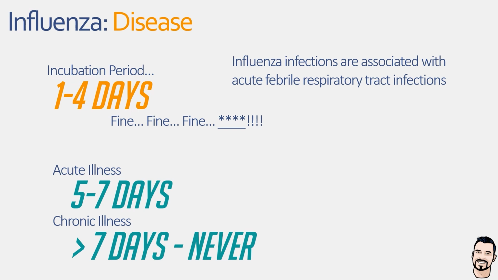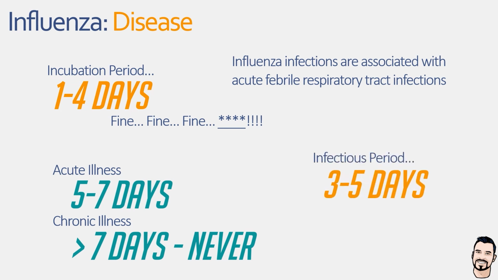Now, people with influenza infections are most contagious in the first 3 to 5 days after symptoms start to develop. This increases to over 10 days in children and can be even longer in people who are immunocompromised and unable to effectively clear virions from their system quickly.